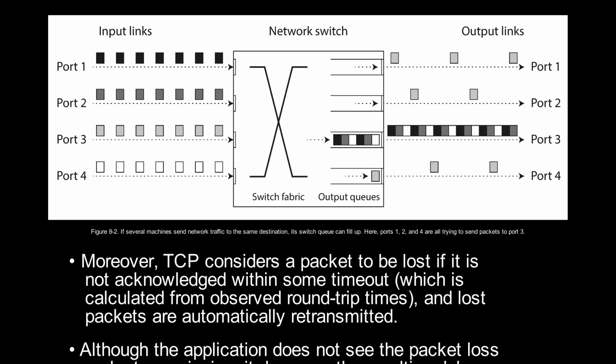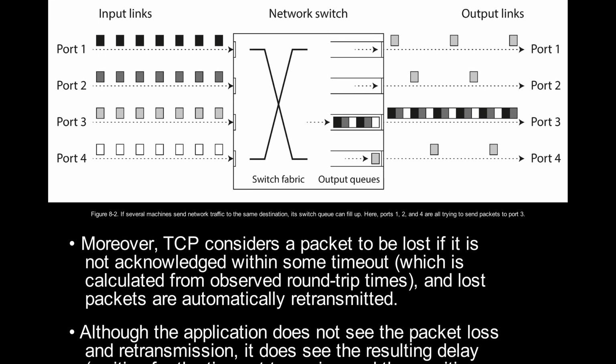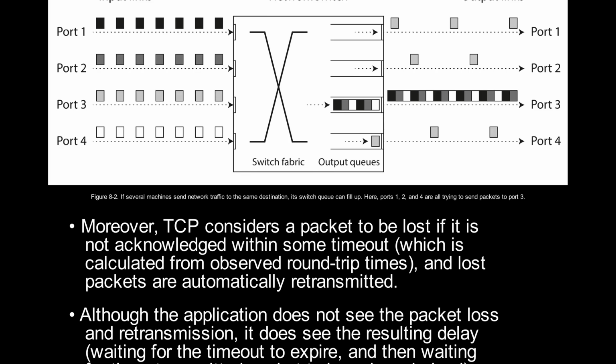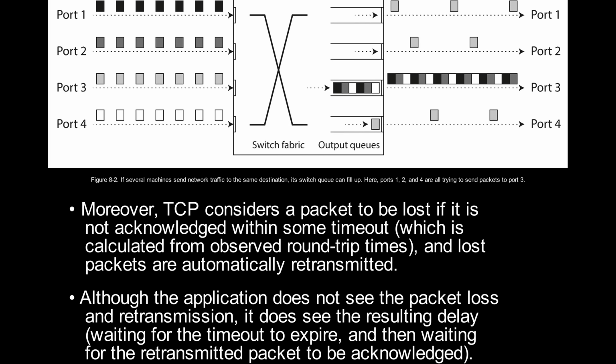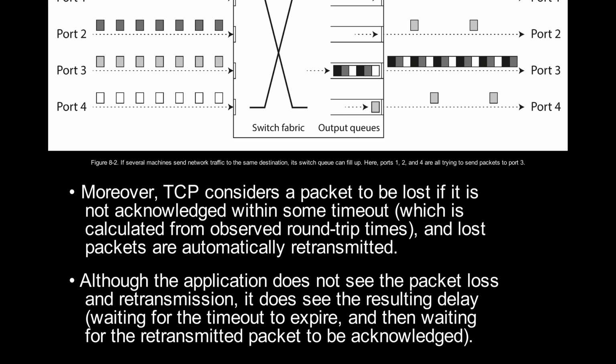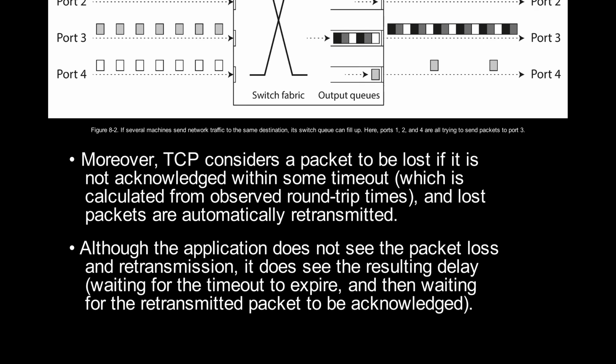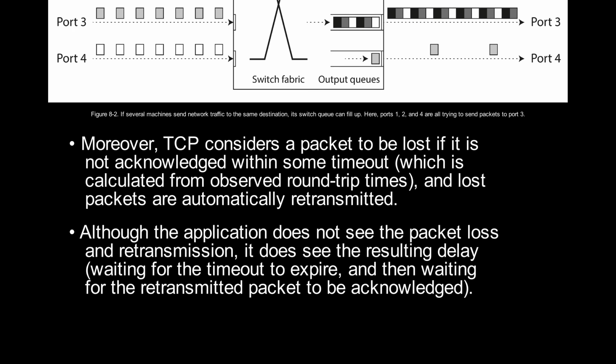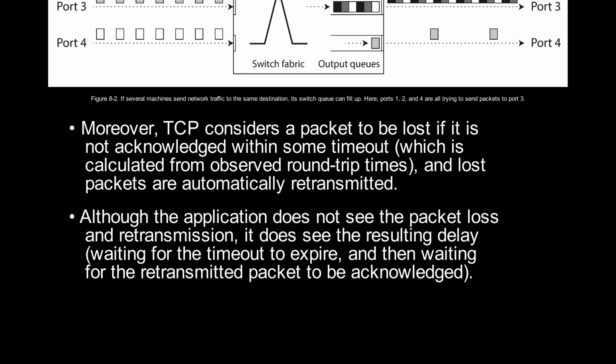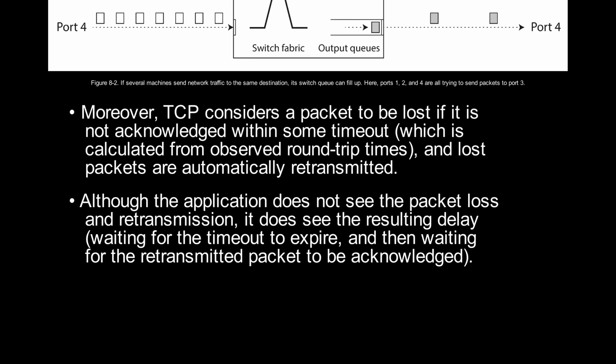Moreover, TCP considers a packet to be lost if it is not acknowledged within some timeout, which is calculated from observed round-trip times, and lost packets are automatically retransmitted. Although the application does not see the packet loss and retransmission, it does see the resulting delay waiting for the timeout to expire, and then waiting for the retransmitted packet to be acknowledged.